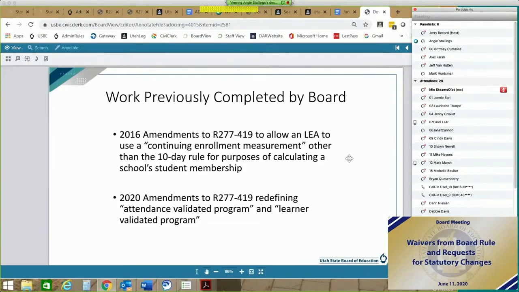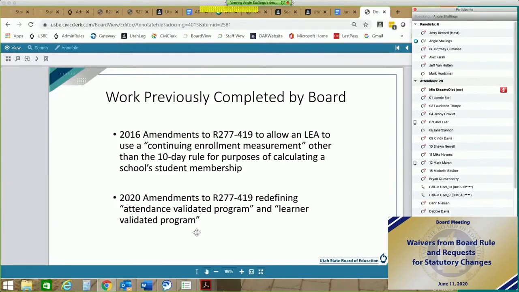What the 10-day rule is, it assumes that you're attending every day. If a student misses 10 days, has 10 unexcused absences, then the LEA has to remove that student from their records or their membership roll. And so in 2016, we provided that flexibility to LEAs to use something other than a daily attendance check in order to demonstrate student enrollment in that school.